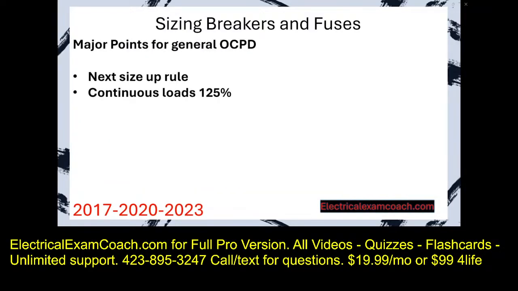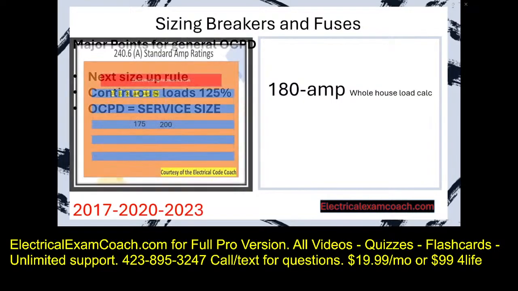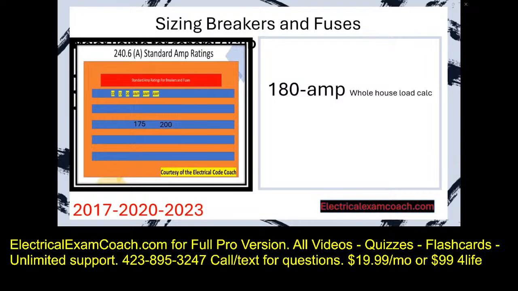Our final major point is going to be that the overcurrent protective device equals the service size. Let me explain what I mean. Let's imagine that we did a whole house load calculation and it equaled 180 amps. Well, now we have to size the main breaker for that house, don't we? For that, we're going to head to table 240.6(A) and we're going to choose the next standard size. We put it on a 200 and we're done. But the question is what size is the service?